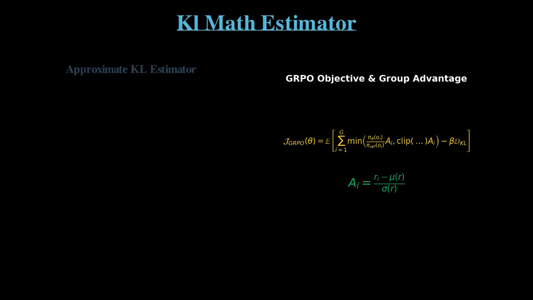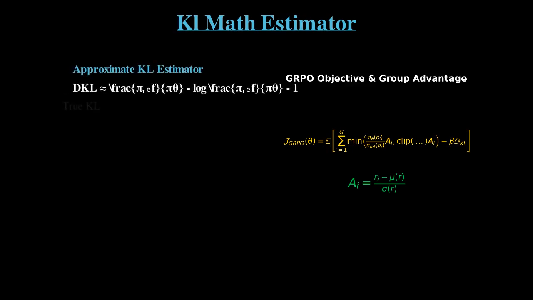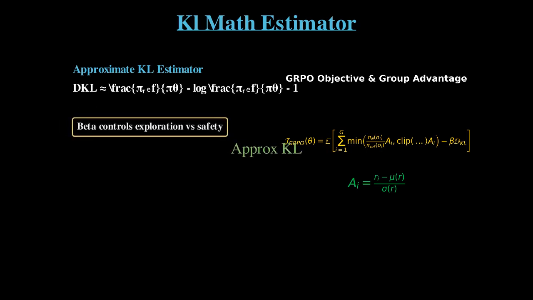Mathematically, computing the exact true KL divergence across the entire vocabulary of an LLM is computationally prohibitive. In PyTorch, practitioners use an unbiased approximate KL estimator. This is formulated as the ratio of reference probabilities to policy probabilities, minus the log of that ratio, minus 1. In practice, you might just see the log ratio used directly. DeepSeek scales this penalty by a coefficient, beta, balancing the model's exploration for higher rewards against the safety constraints of the reference model.